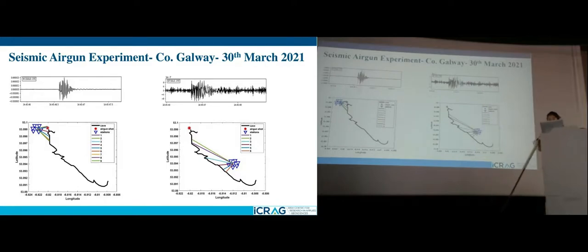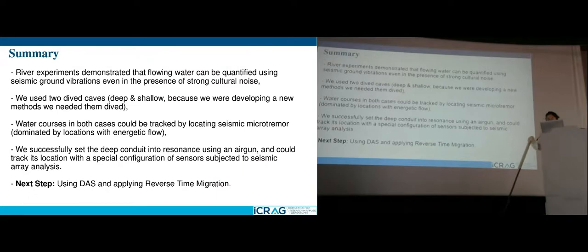Okay, so in conclusion, we could quantify the seismic tremor in the river based on the seismic ground vibrations. And also we did seismic experiments on shallow and deep karst, and we could track and locate the flowing conduits there. And also we could successfully set the conduit under resonance and locate the conduit where it was deep, and we couldn't apply the location method in that area.